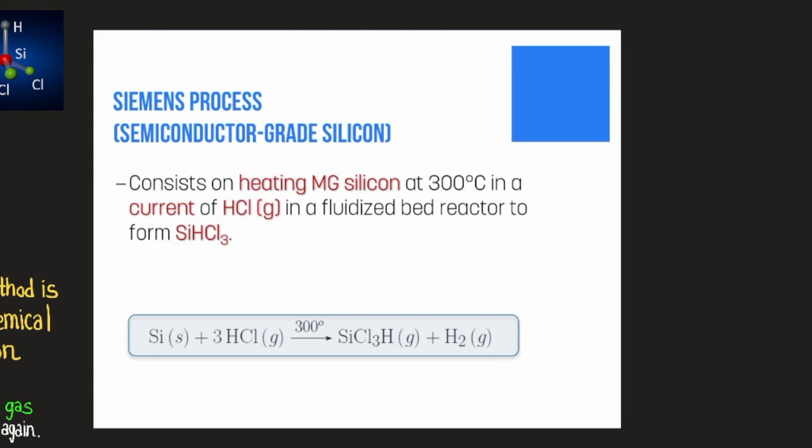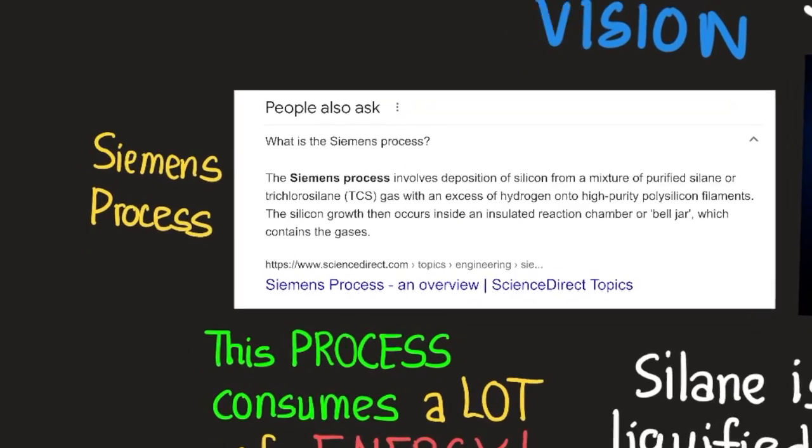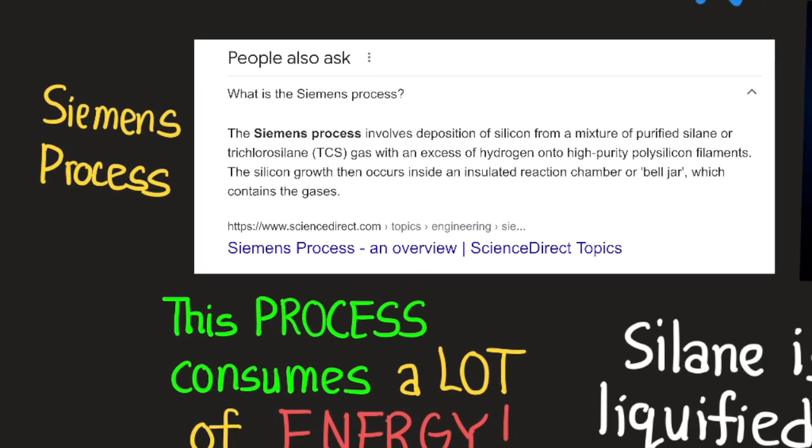So the reaction goes as follows. 1 mole of solid metallurgical silicon combines with 3 moles of hydrochloric acid gas. At 300 degrees, it's heated up and it produces trichlorosilane and hydrogen. So, more details about the Siemens process. The Siemens process involves deposition of silicon from a mixture of purified silane or trichlorosilane (TCS) gas with an excess of hydrogen onto high purity polysilicon filaments.